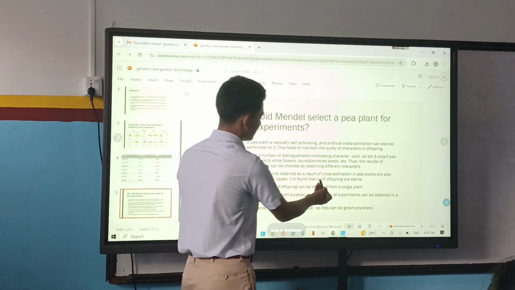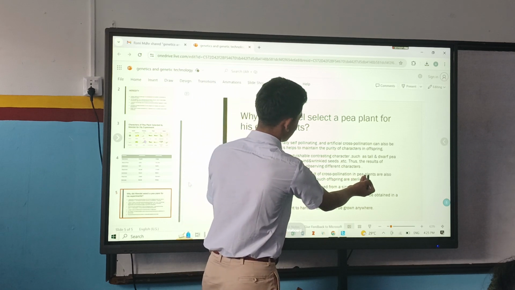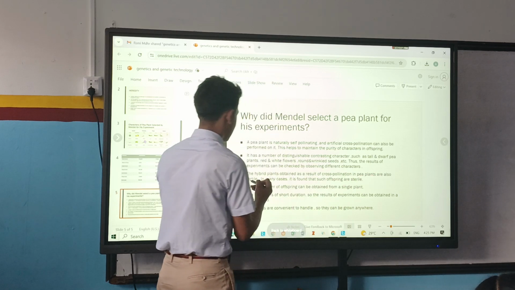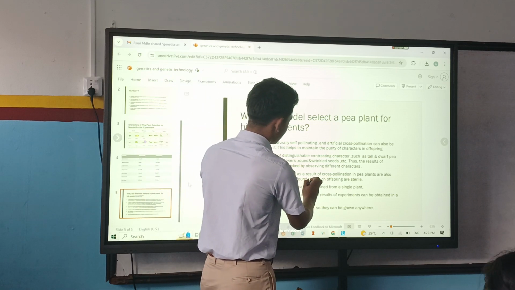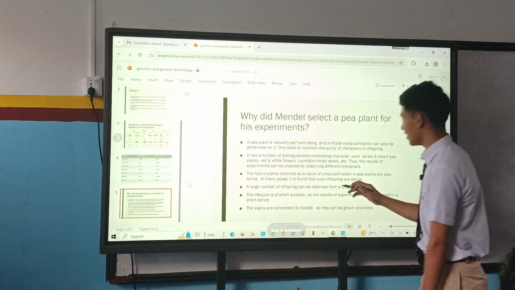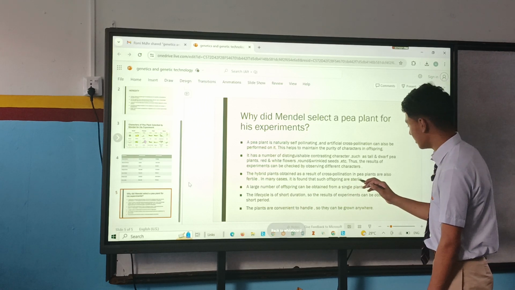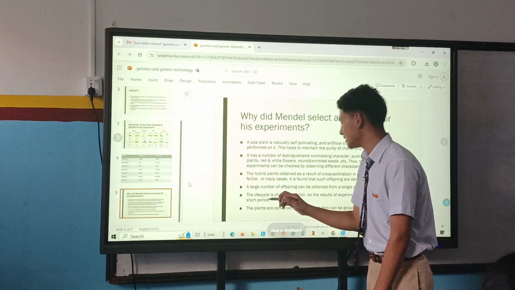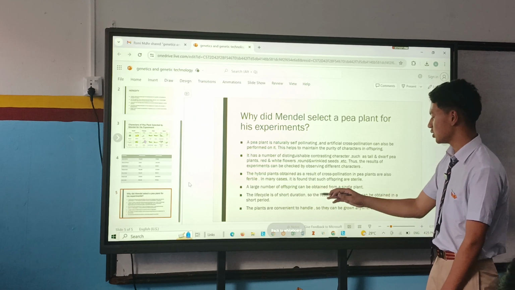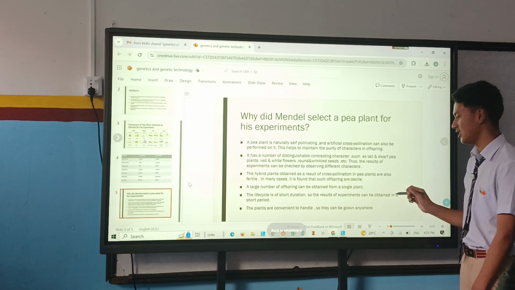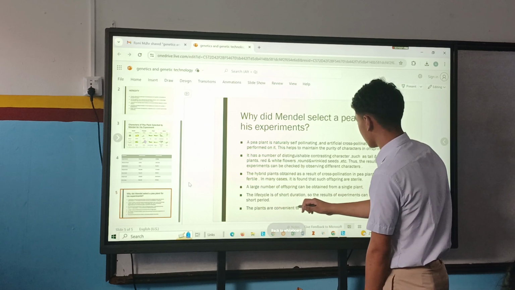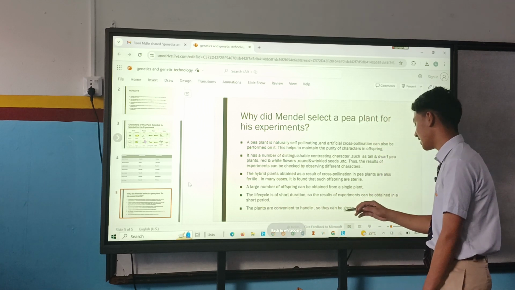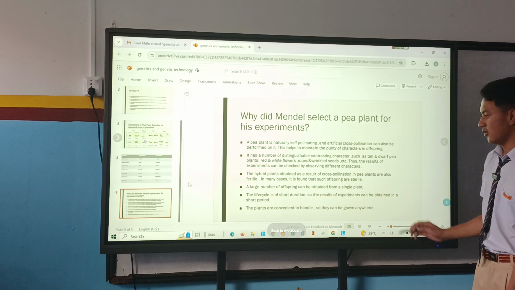The hybrid plants obtained as a result of cross pollination in pea plants are also fertile. In many cases, it is found that such offspring are sterile, and the life cycle is of short duration. So the results of the experiment can be obtained in a short period. The plants are convenient to handle, so they can be grown anywhere.